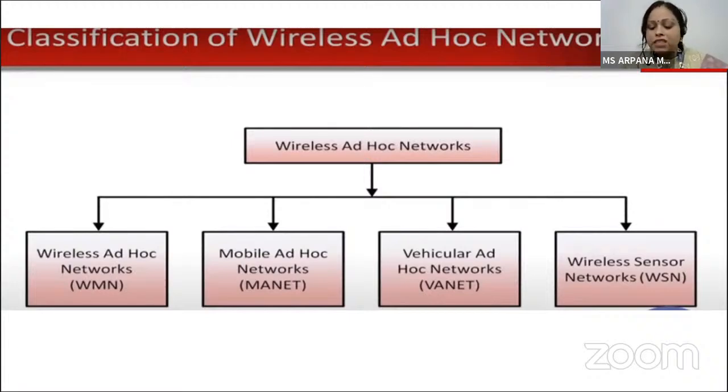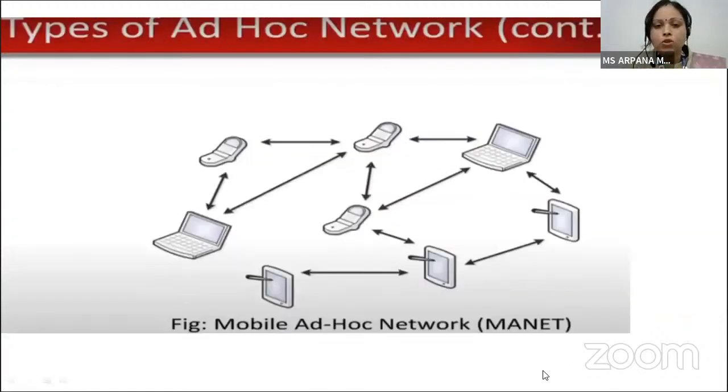Fourth one is the wireless sensor network. This is simply deployed in areas where it is not possible for a human being to go, to see the environmental condition and for the visualization of all the infrastructure. Then the wireless sensor networks will be utilized in those areas.